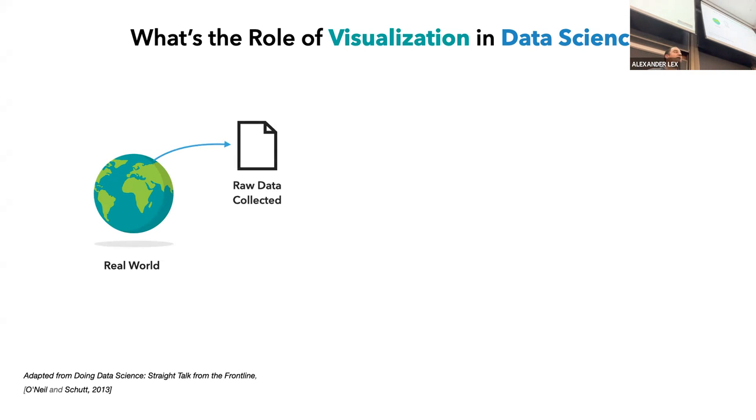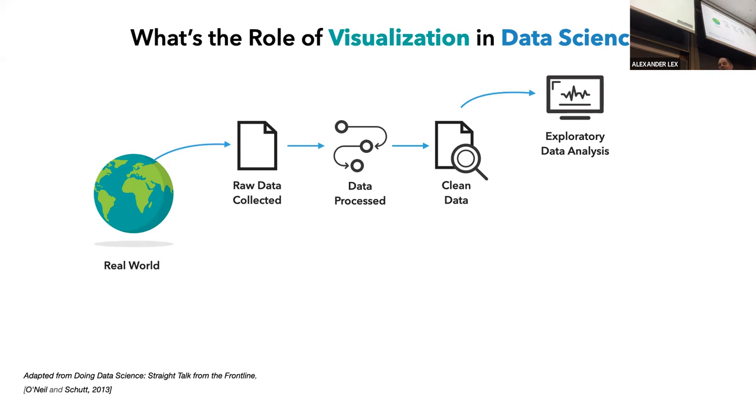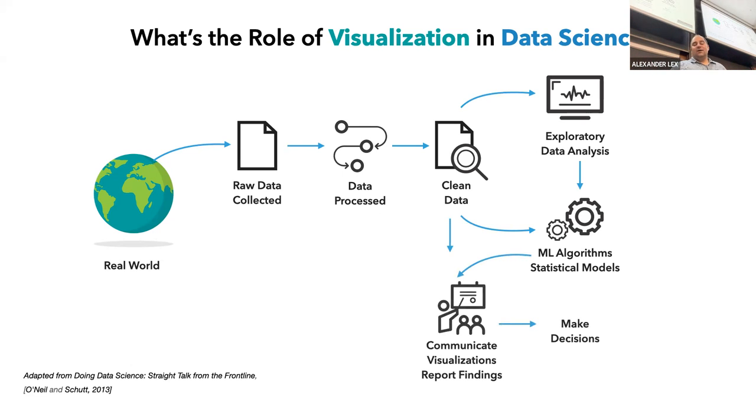We collect some data about a phenomenon that we're interested in the real world. And then we do some data processing, usually like raw data or data that we've collected has to be changed in some way. There might be some cleanup to do. We do this data cleanup. And then we go into exploratory data analysis. As I just showed, you really want to look at your data just to make sure everything is okay. Then you build some machine learning model or some model that makes some prediction or some recommendation. And then use this information to communicate results.